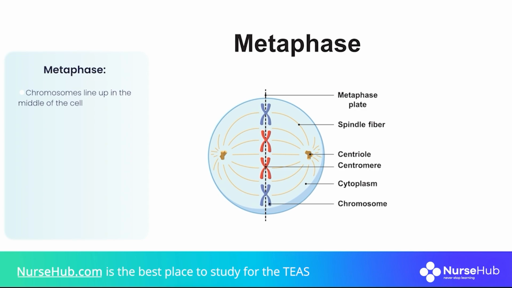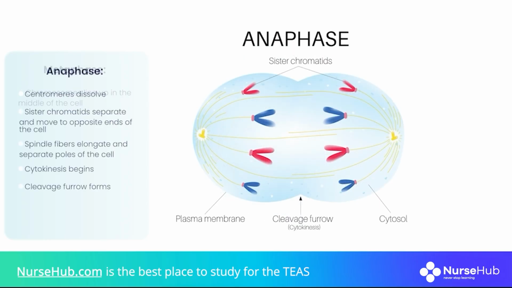And then during metaphase, the chromosomes are at their most condensed and visible state. They appear as distinct structures with two sister chromatids held together by a centromere. The next stage is anaphase. In anaphase, the spindle fibers shorten and pull the sister chromatids, those two identical parts of the chromosome, apart and toward the opposite poles of the cell.